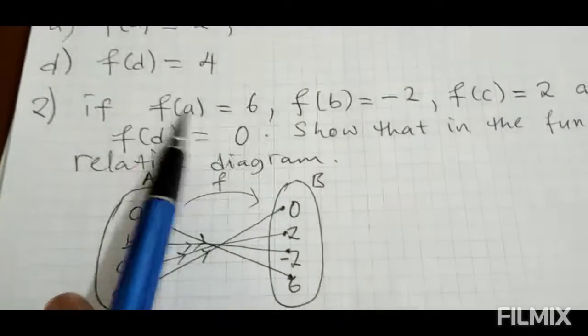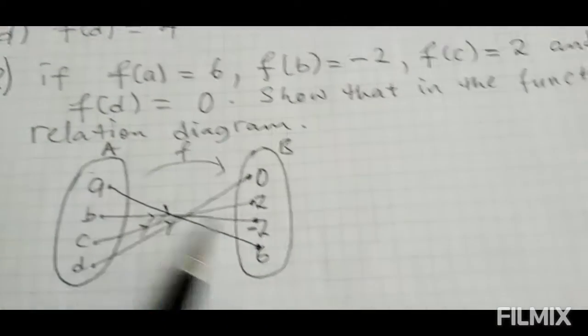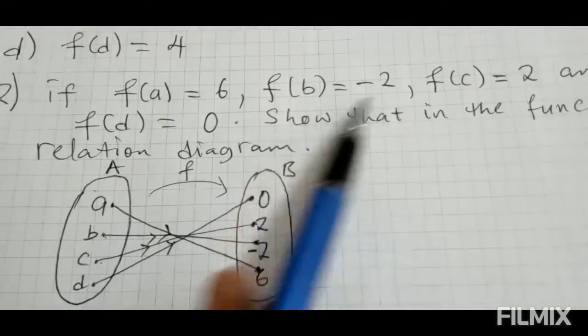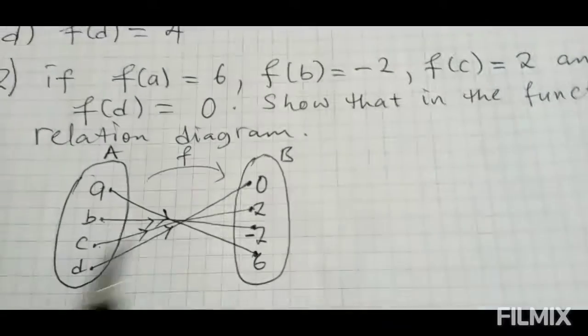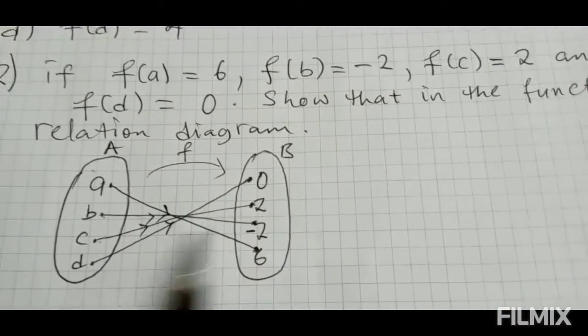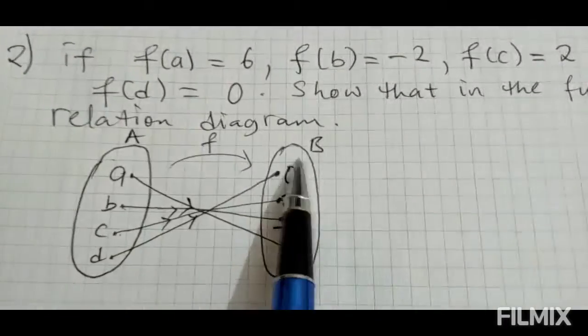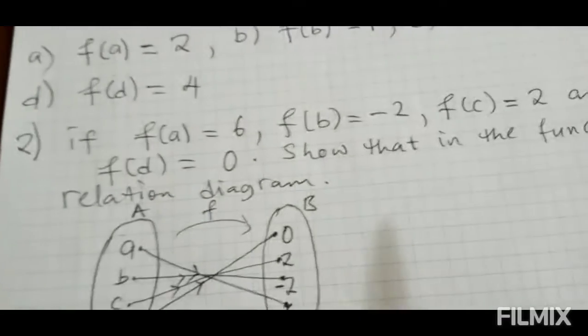So f of a gives us 6, so a goes to 6. f of b gives us -2, so b goes to -2. f of c gives us 2, so c goes to 2. And f of d gives us 0, so d goes to 0. So this is the diagram, how we can show it.